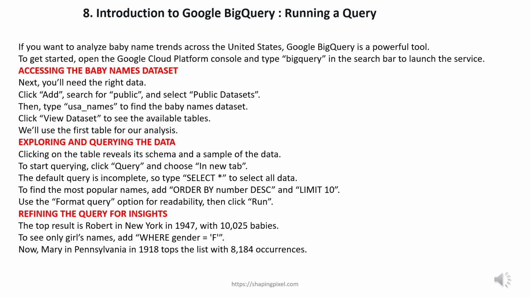To see only girls' names, add where gender equals F. Now, Mary in Pennsylvania in 1918 tops the list with 8,184 occurrences. BigQuery makes it easy to uncover fascinating trends in baby names. Next, check your query costs before running more analyses.